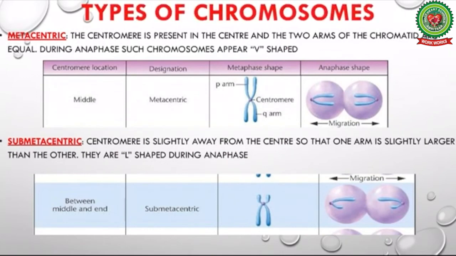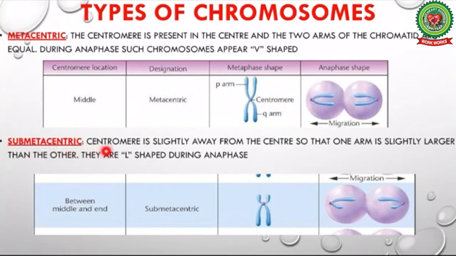Types of chromosomes. The position of centromere varies in different chromosomes. The two arms of a chromatid may be equal or unequal depending upon the position of centromere. Based upon the position of centromere, the chromosomes are categorized into four types. Number 1. Metacentric. The centromere is present in the center so the two arms of the chromatid are equal. During anaphase, such chromosomes appear V-shaped.